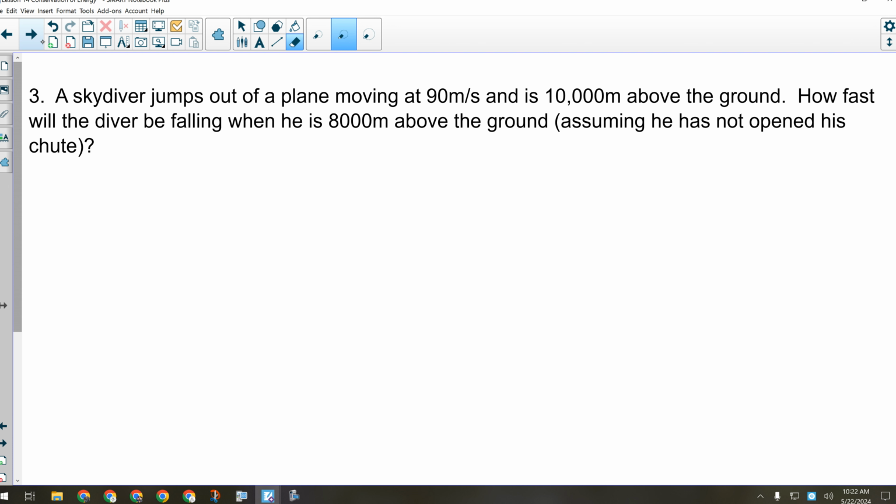Okay, so in this question here, a skydiver jumps out of a plane moving at 90 meters per second and is 10,000 meters above the ground. How fast will the diver be falling when he is 8,000 meters above the ground? Assuming he has not opened his chute, which would of course provide a resistive force of friction.